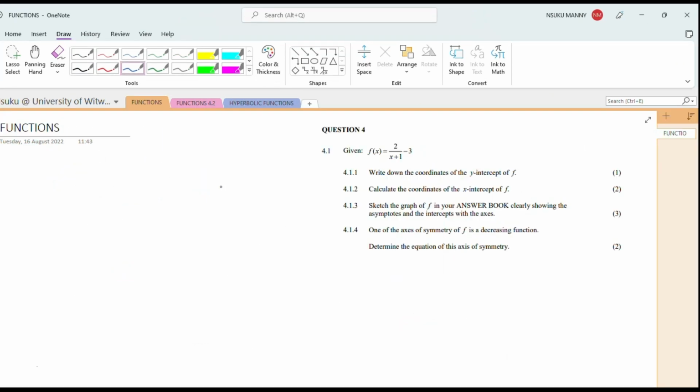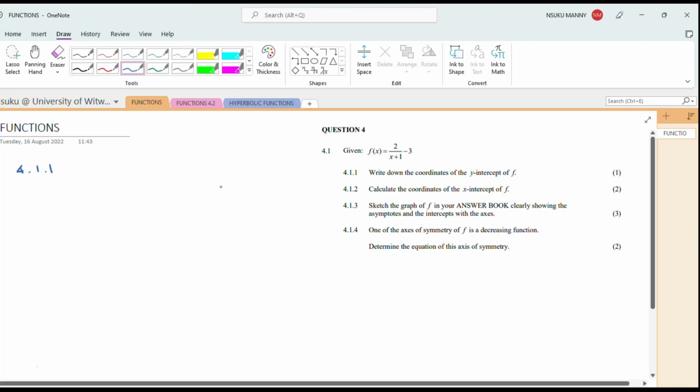So here we have a question on a hyperbolic function, right? Let's just jump straight into the question. It says given f of x is equal to 2 over x plus 1 minus 3. The first question, 4.1.1, says write down the coordinates of the y-intercept.